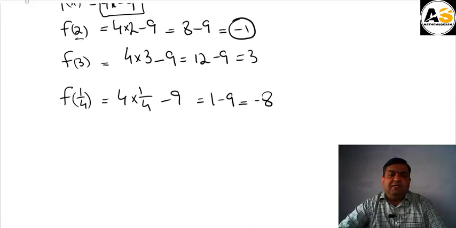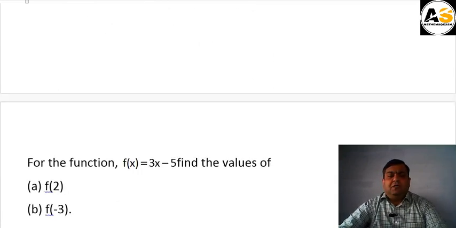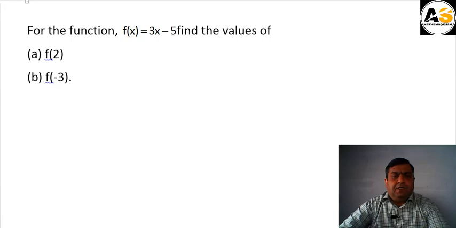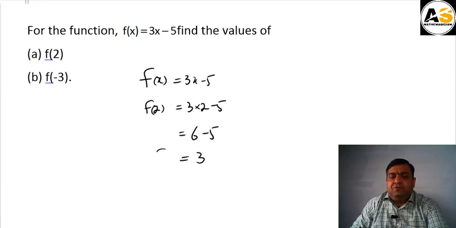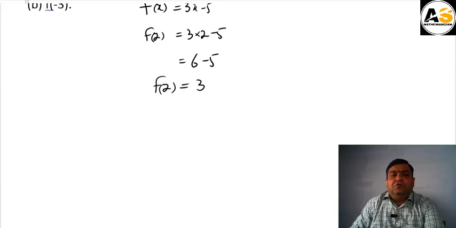To further clear these concepts, let us solve one or two examples. We are given a function f of x is equal to 3x minus 5 and we have to find its value. In part 1, we have to find f of 2. f of x is equal to 3x minus 5. So what will be f of 2? We will just replace x by 2, which is 6 minus 5 equal to 3. So the value of f of x at x is equal to 2 is equal to 3.